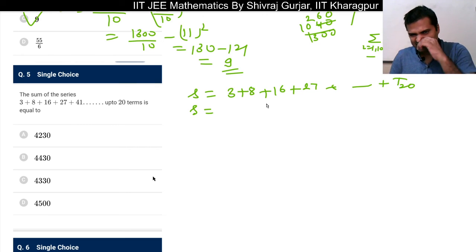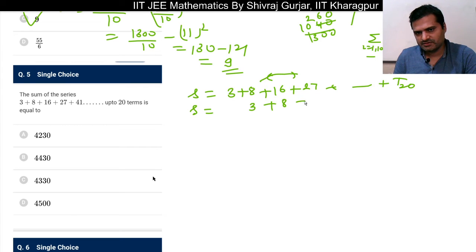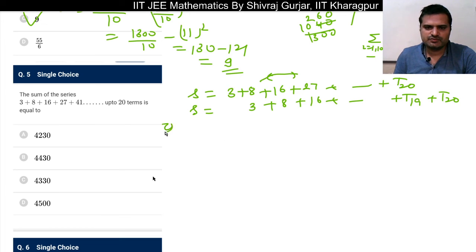Because this is not an AP, GP or HP, but see the difference here is 5, here it is 8, then here it is 11. So basically from here the differences of these terms start to form an AP. So let us move one term ahead and write it: 16, T19 plus T20. So let us subtract this, and this will be 0.